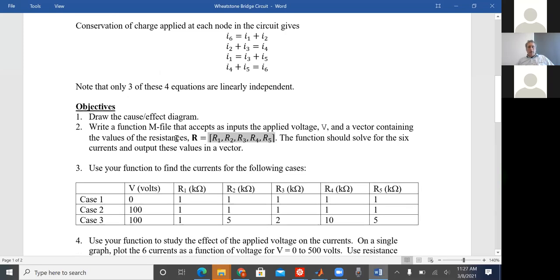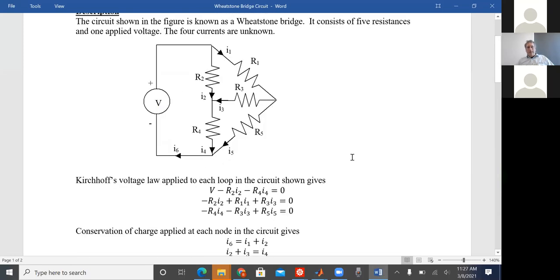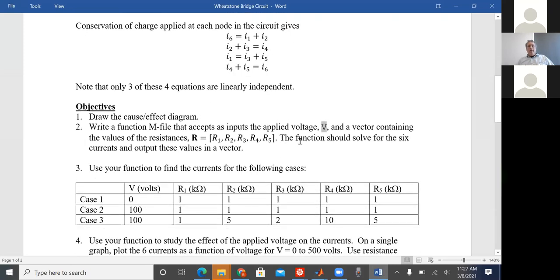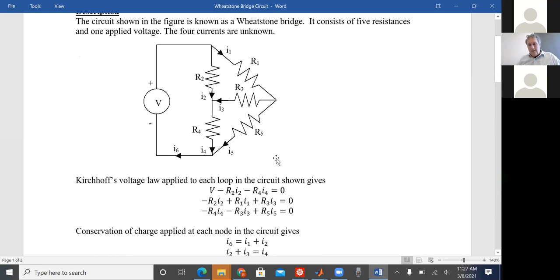And the voltage. So I want 2 inputs. A voltage, which is a scalar, a single number, and 5 numbers that represent resistance. And this function should solve for the 6 currents and return them as a vector. Then I want you to write a driver file, an orchestrating program that uses these particular case studies. And then I want you to use your M file to study the effect of voltage. I want currents versus voltage on the same graph. Okay, so let's get to it.